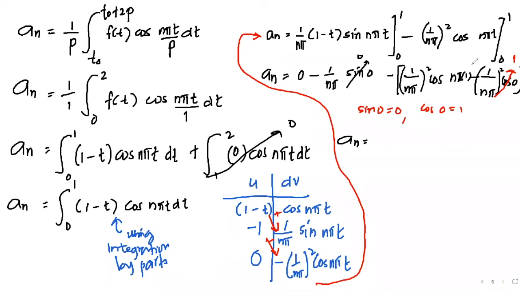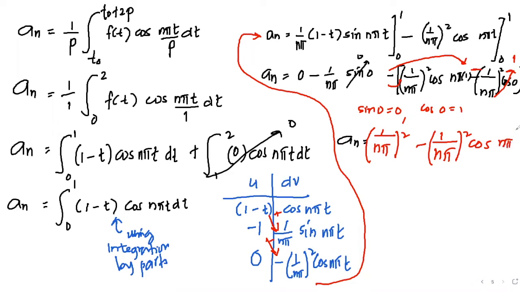Therefore, our a sub n is, distribute the negative sign here. So we write first the positive 1 over n pi squared minus 1 over n pi, quantity raised to 2, cosine of n pi. Now we can still simplify cosine of n pi. Let's evaluate cosine of n pi.